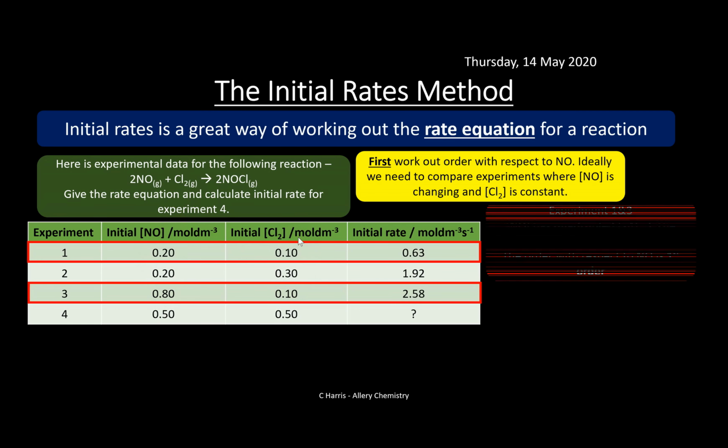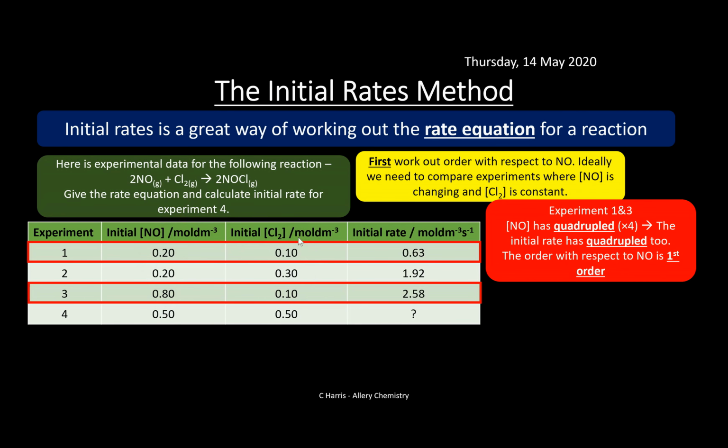So you can see here, experiments 1 and 3, NO has quadrupled, it's multiplied by 4, and so has the rate. The rate has quadrupled as well. So the order with respect to NO is first order because it's directly proportional to it.